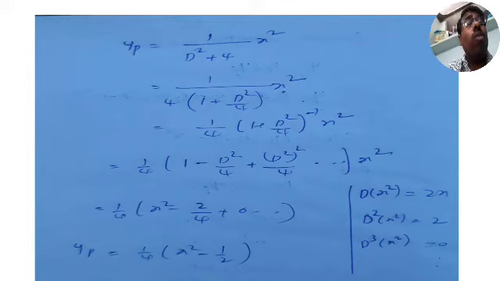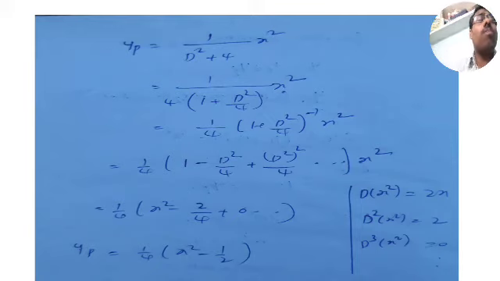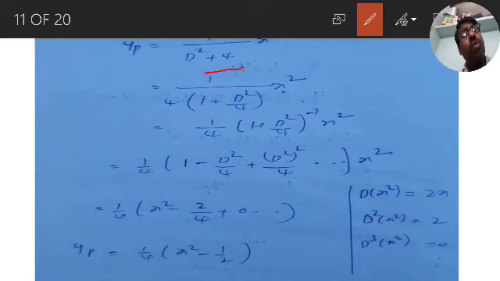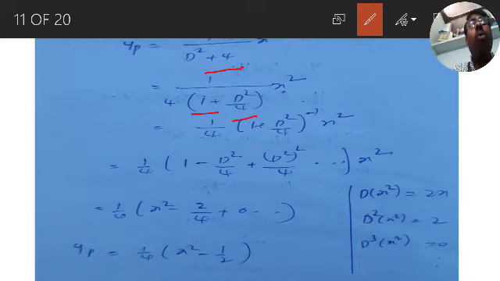What is the least power of d? First term is d square, that is power 2. Next term is 4, that is a constant, 4 into d power of 0. So 4 has the least power of d. So take 4 common. In place of 4 you will get 1, and in place of d square you will get d square by 4, of x square. So you will get 1 by 4 into (1 plus d square by 4) all power of minus 1.